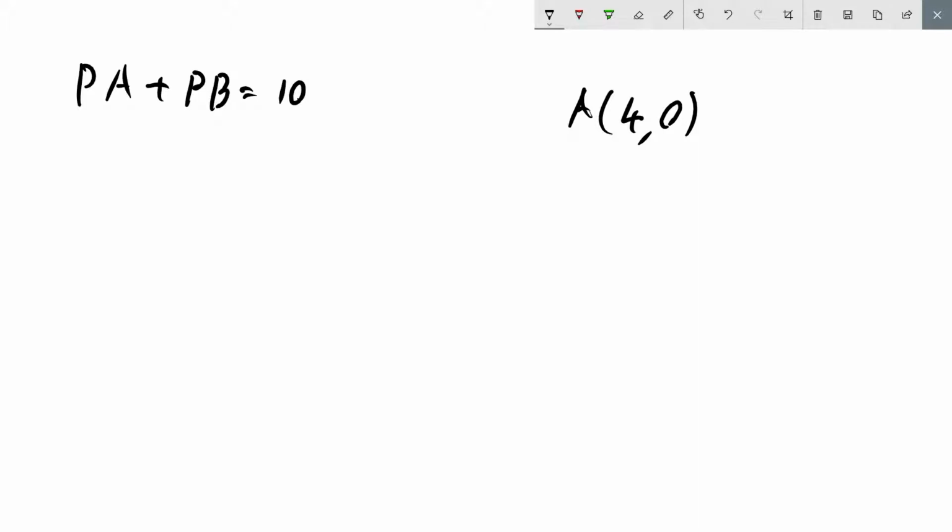Let's now just restate what we said. So PA plus PB is going to equal a constant. I'm going to let that constant be 10. I'm going to say coordinate A is going to be (4, 0), and B is going to be (-4, 0). Now when I go to do the actual working out, I'm going to flip these. So I'm now going to have PB plus PA equals 10.